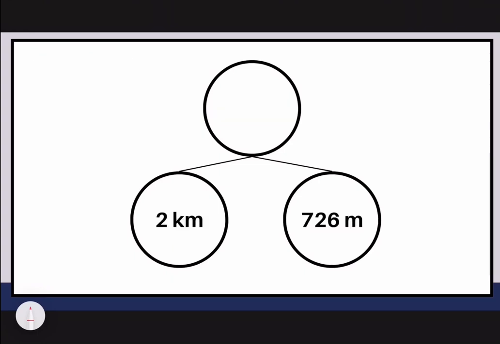Last one, we're going to work in reverse. This time we're given 2 kilometers, 726 meters. How many meters is this equal to? Well, I know that every 1,000 meters that I get is 1 kilometer. So if I have 2 kilometers, that would be equal to 2,000 meters. And when I add these two together, I get 2,726 meters.